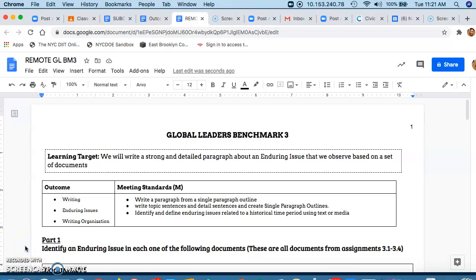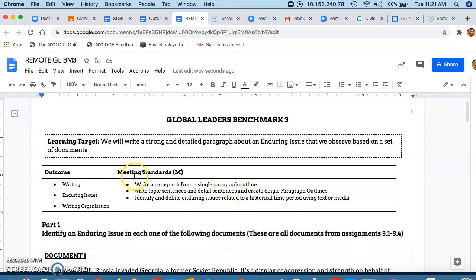All right, guys, so we're finally at our last benchmark. Today you're going to write a strong and detailed paragraph about an enduring issue that you observe based on a set of documents, which is something that we have done before. But this time we're going to write about just one of the documents. So our outcomes for this benchmark are writing enduring issues and writing organization.